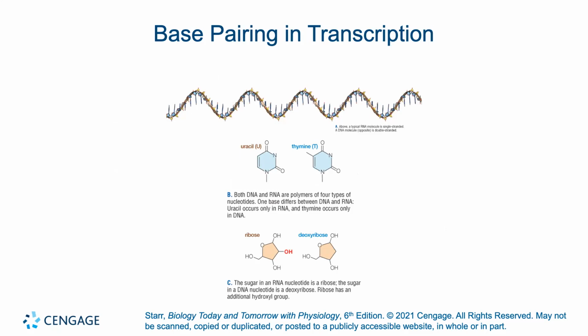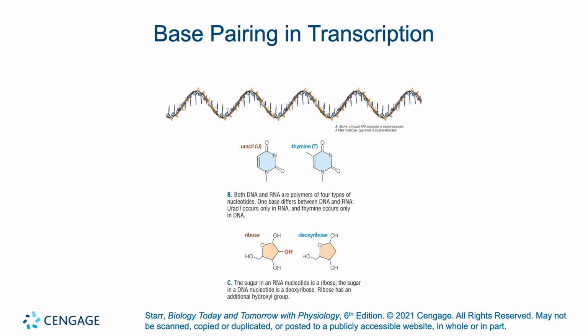Both DNA and RNA are polymers of nucleotides. One base differs between DNA and RNA. Uracil occurs only in RNA, and thymine in DNA. The sugar in an RNA nucleotide is called ribose, and the sugar in DNA is deoxyribose. Ribose has an additional oxygen on it, where deoxyribose doesn't have that.